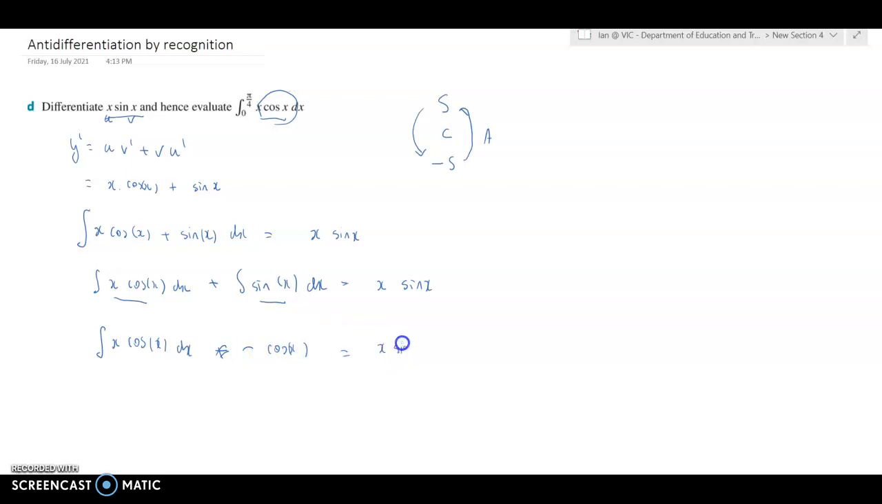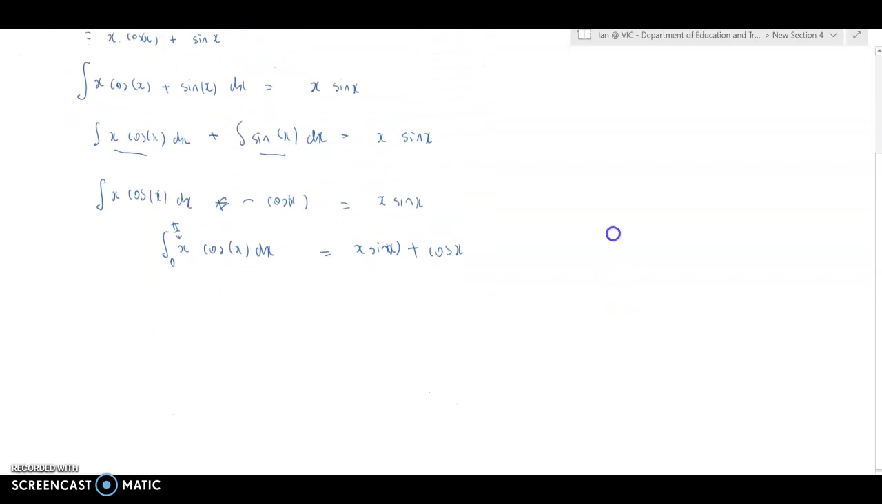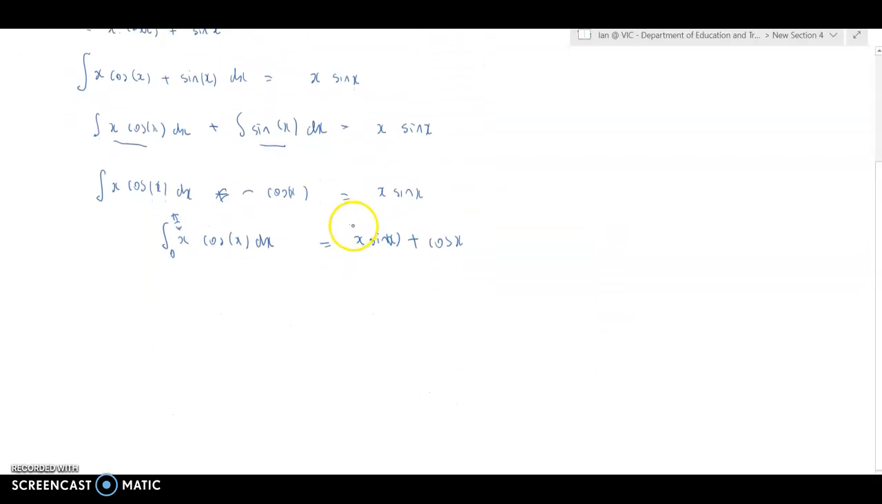equals x sine x. Now what we're going to do is collect all of our like terms together, or just get the x cos x on its own, equals x sine x plus cos x. Now we come to the reason why we didn't do the plus c, and that is because, as you probably realize, we've got the 0 and the pi on 4 up here, and this means that we're just going to have to substitute that in. So around here we're going to put 0 and pi on 4.